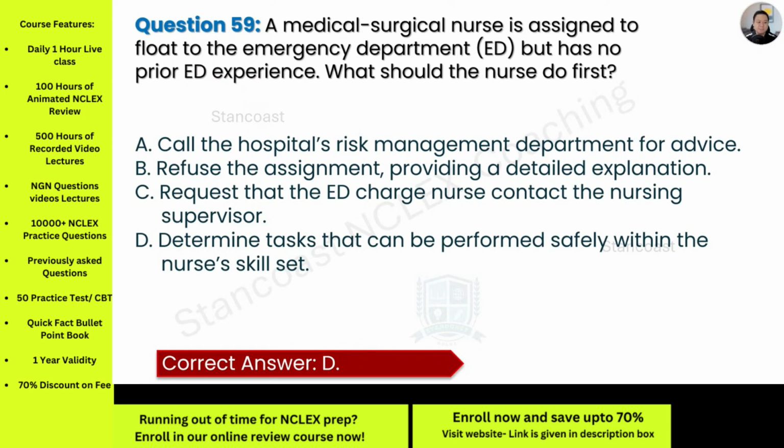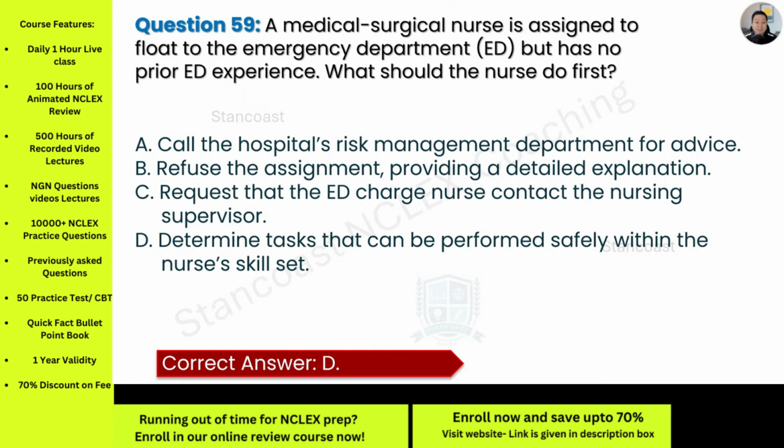refusing the assignment and providing a detailed explanation. This is an extreme measure and should only happen if the nurse believes the situation places patients at imminent risk due to unsafe care. And so the nurse should first evaluate what aspects of care can be safely provided, and they have to seek support from the supervisors or colleagues. Letter C is an incorrect option.